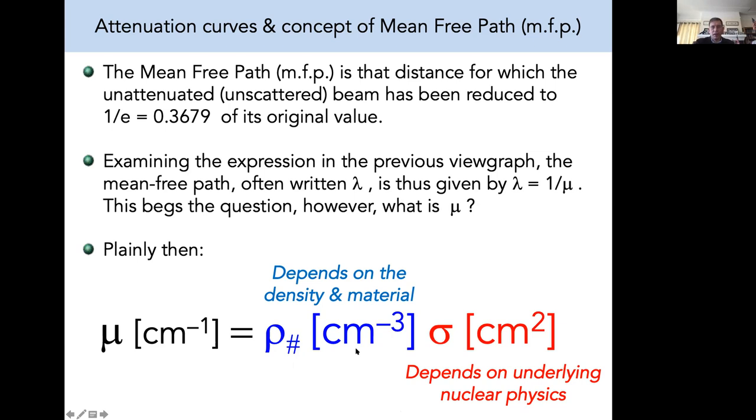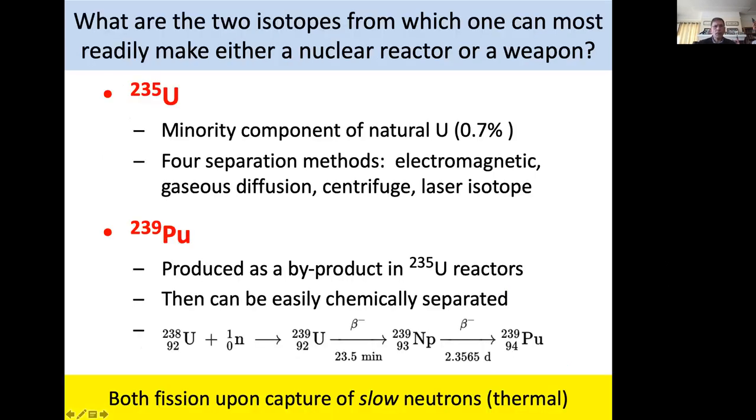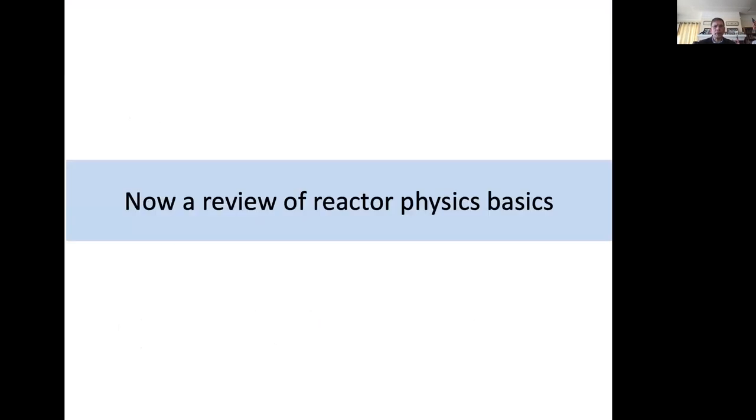Okay, so when this slab is thick enough that e to the minus mu times the thickness brings you down by one over e, that is called the mean free path lambda, or one over mu. So it all goes back again to this fundamental thing, the cross section. Okay, we've done this before, we'll come back to it later.